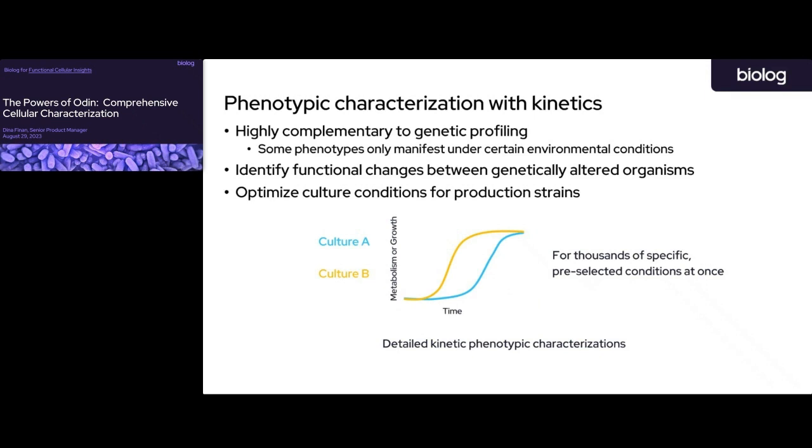But in this example, you can see that culture B in yellow had a shorter lag time on this particular substrate. So it was a bit better suited to grow on this food source, but both cultures eventually reached the same endpoint after some time. And this would be one well out of thousands of wells that you would generate these comparisons for.